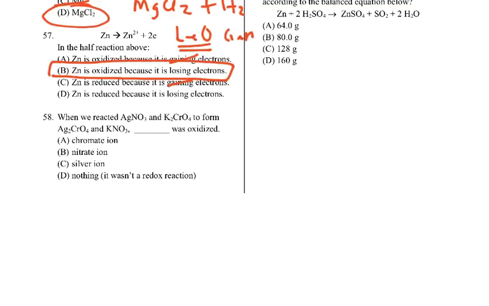58. If we react silver nitrate and potassium chromate to form silver chromate and potassium nitrate, who's oxidized? Nothing is oxidized because nobody is changing their charge. They're just shifting partners. So it's Ag plus on both sides, it's K plus, and here nobody's changing charge, so it's not redox.